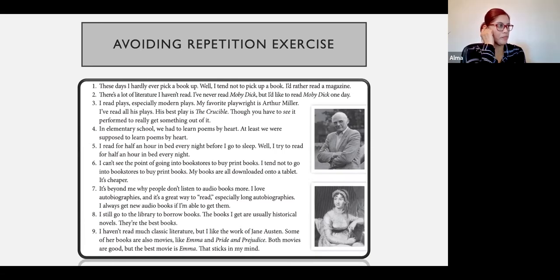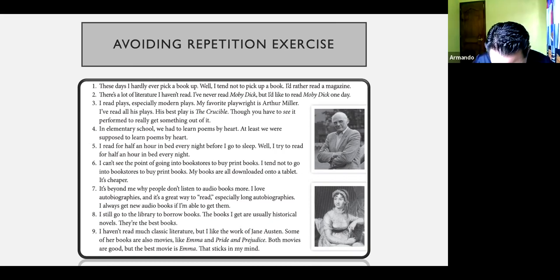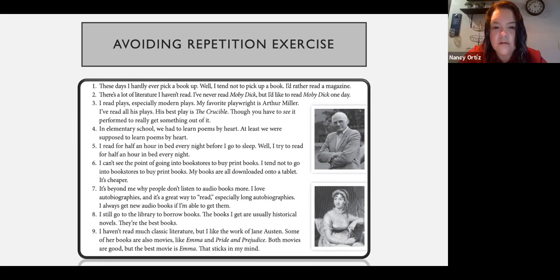Number 4, Armando. In elementary school, we had to learn poems by heart. At least we were supposed to. Correct. Very good. Carlos, number 5.